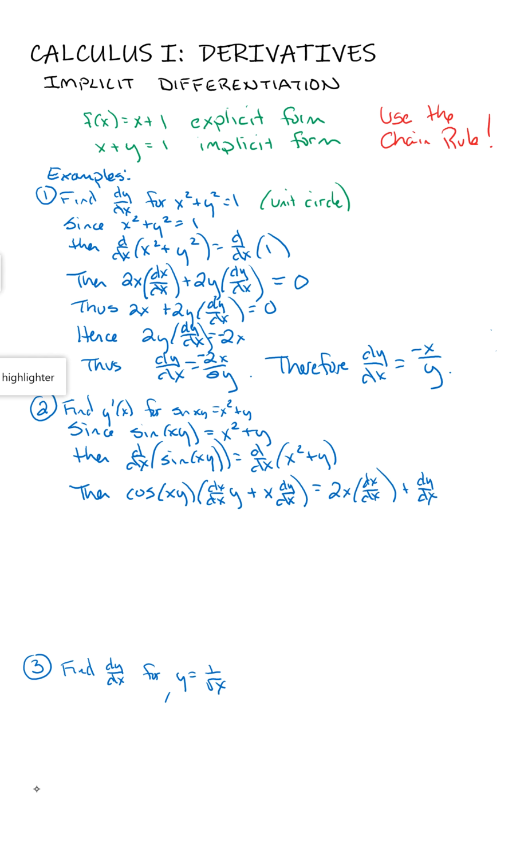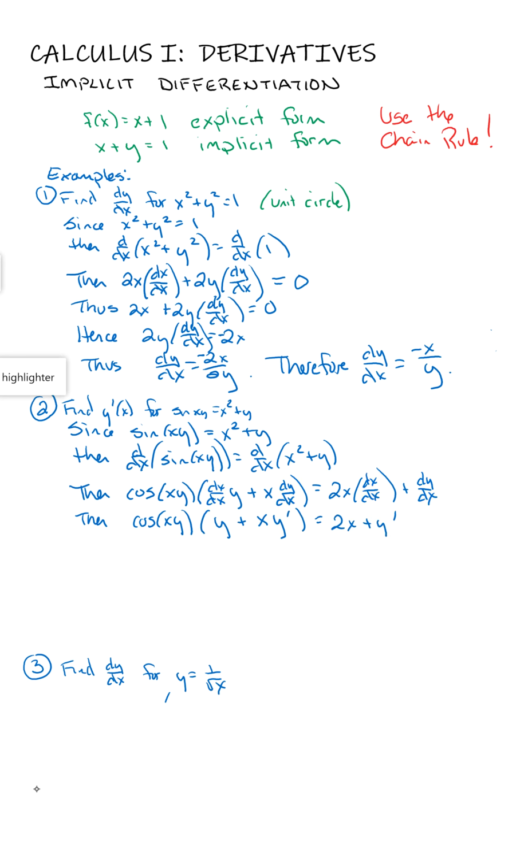So simplifying this stuff just a wee bit, we have the cosine of xy times y plus, I'm going to go ahead and write the dy/dx's as y prime. So dx/dx is 1, and so dx/dx is 1, y dy/dx, those I'm going to write as y prime. So we've got y plus x times y prime is equal to 2x plus y prime.